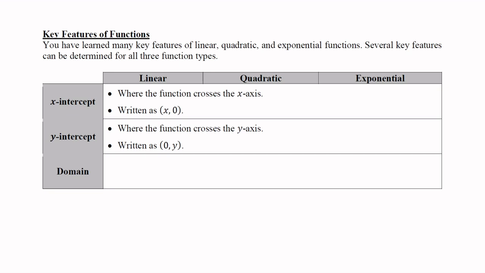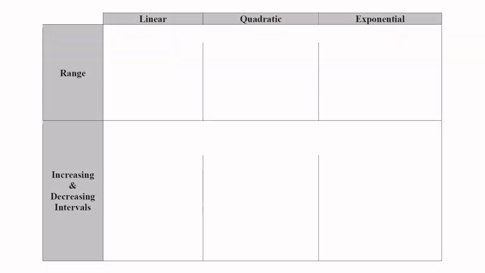The domain for all three of these is the set of all x values, and for all three functions, the domain will be negative infinity to positive infinity. So whether you're given a linear, quadratic, or exponential function, your domain will be all real numbers. For range, for all three, the definition is the same. It's the set of all y values, so use y values in interval notation.